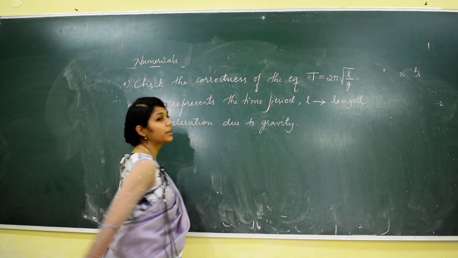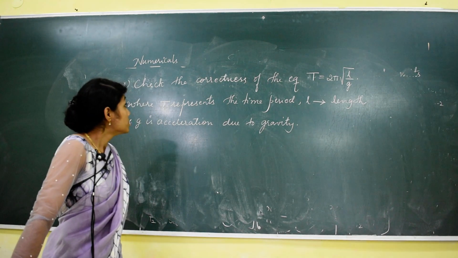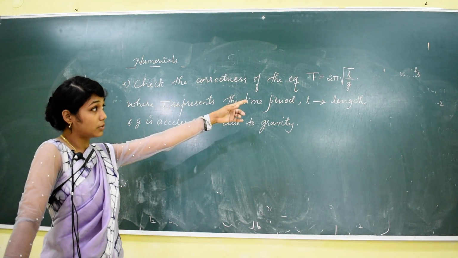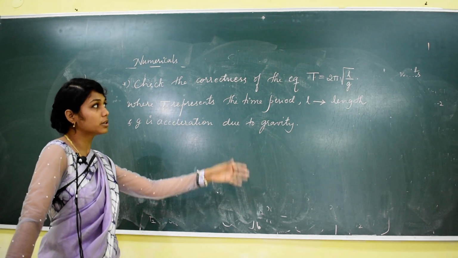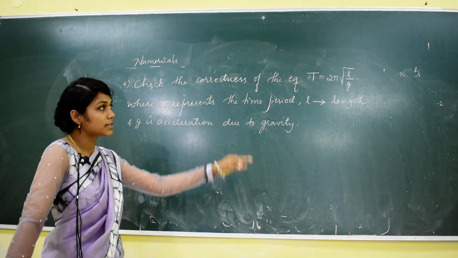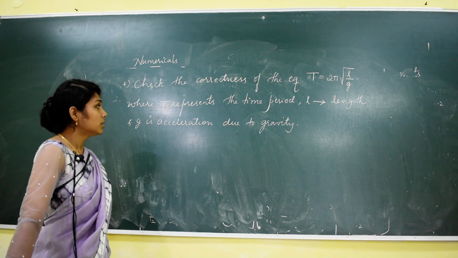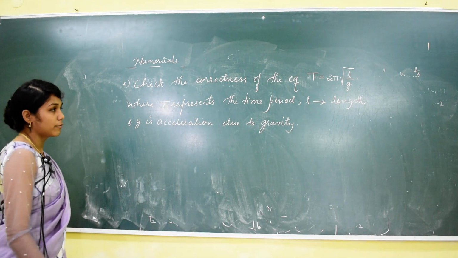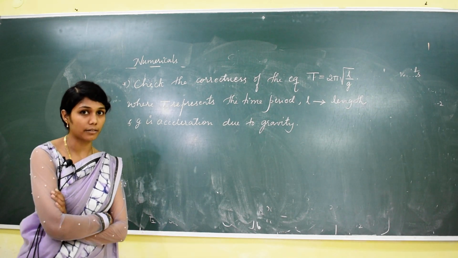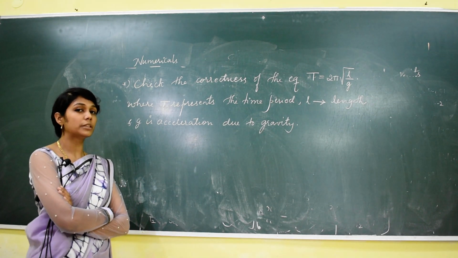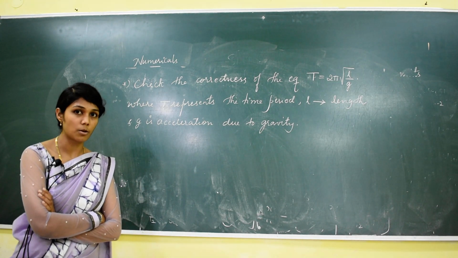So this is one numerical based on the second application of dimensional analysis. Here you have to check whether the given equation T is equal to 2 pi into root of L by G is correct or not, where L is length, G is acceleration due to gravity and T represents the time period. I have to check whether the equation is dimensionally correct or not, and with the help of dimensions only I am going to check that.